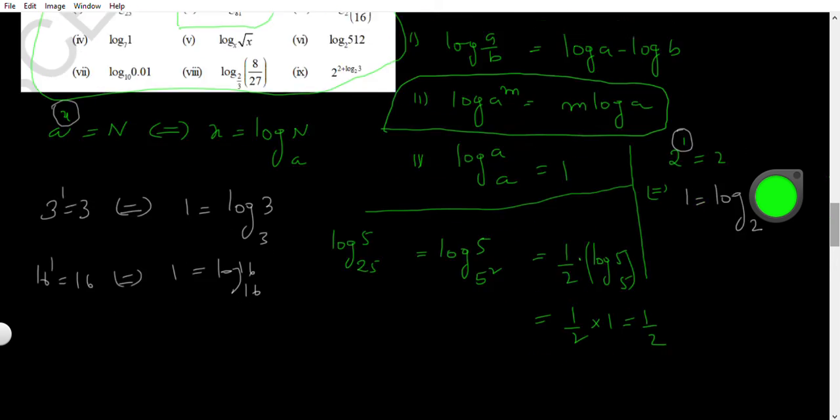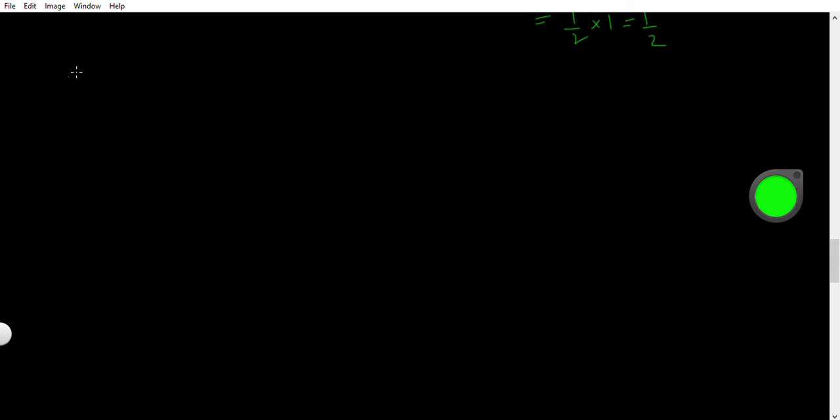See here, logarithm of 1 by 16 to the base 2. We have to evaluate logarithm of 1 by 16 to the base 2. So we can write logarithm of 1 by 2 to the power of 4 to the base 2. This is equal to logarithm of 2 to the power of minus 4 to the base 2.